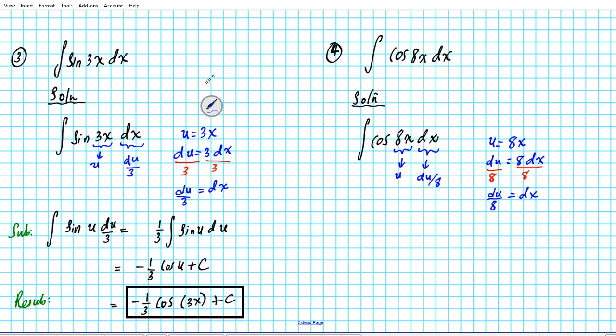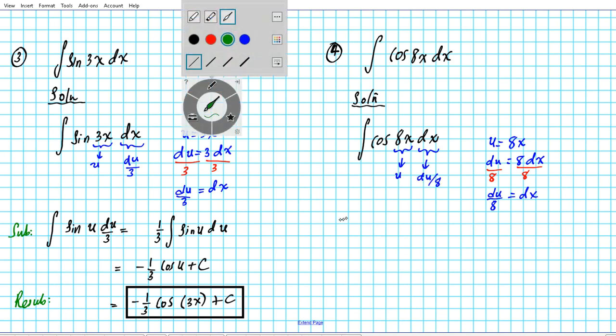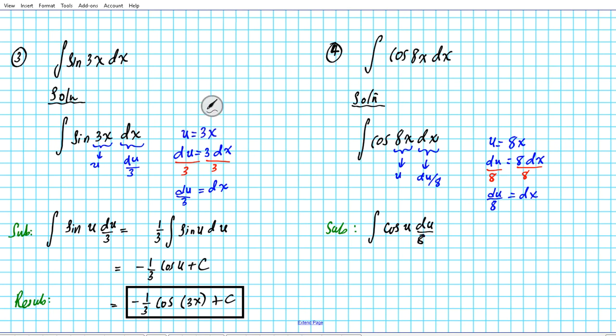And we are ready to carry out the substitution step. Alrighty, so let's go ahead and substitute. If we substitute, the integral is going to be the integral of cosine. Instead of 8x, we have u, and instead of dx, we have du over 8. Okay, let's rewrite this so it looks pretty. We factor out the division by 8 and write it as 1/8 times the integral of cosine u du.